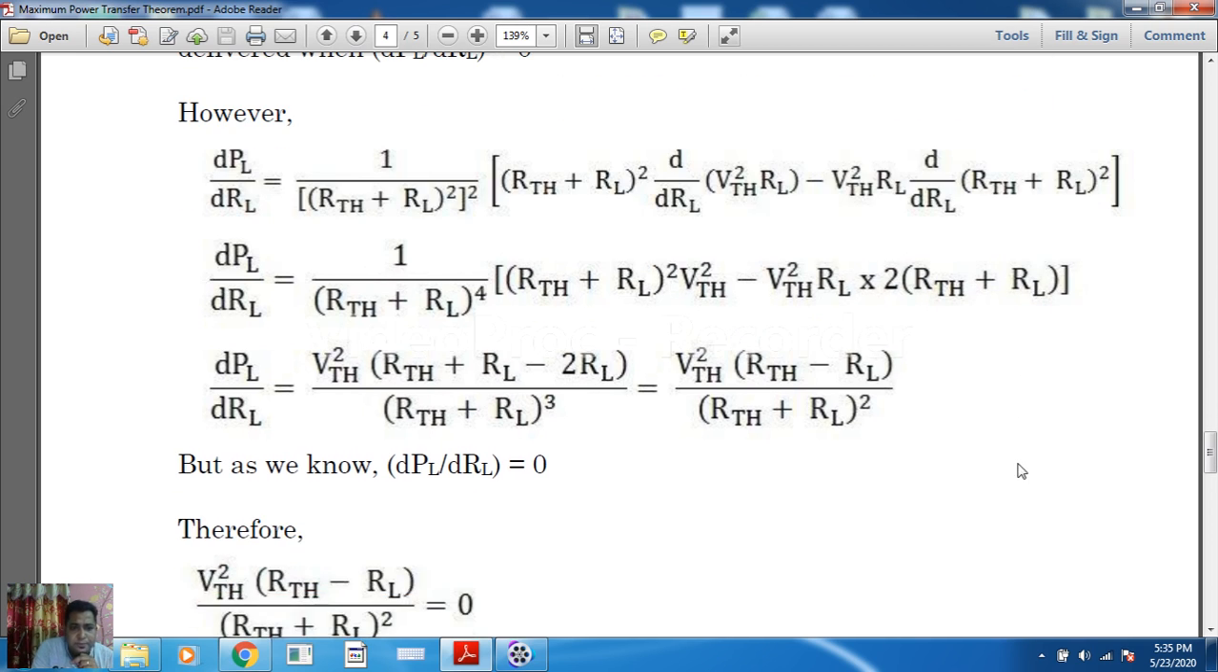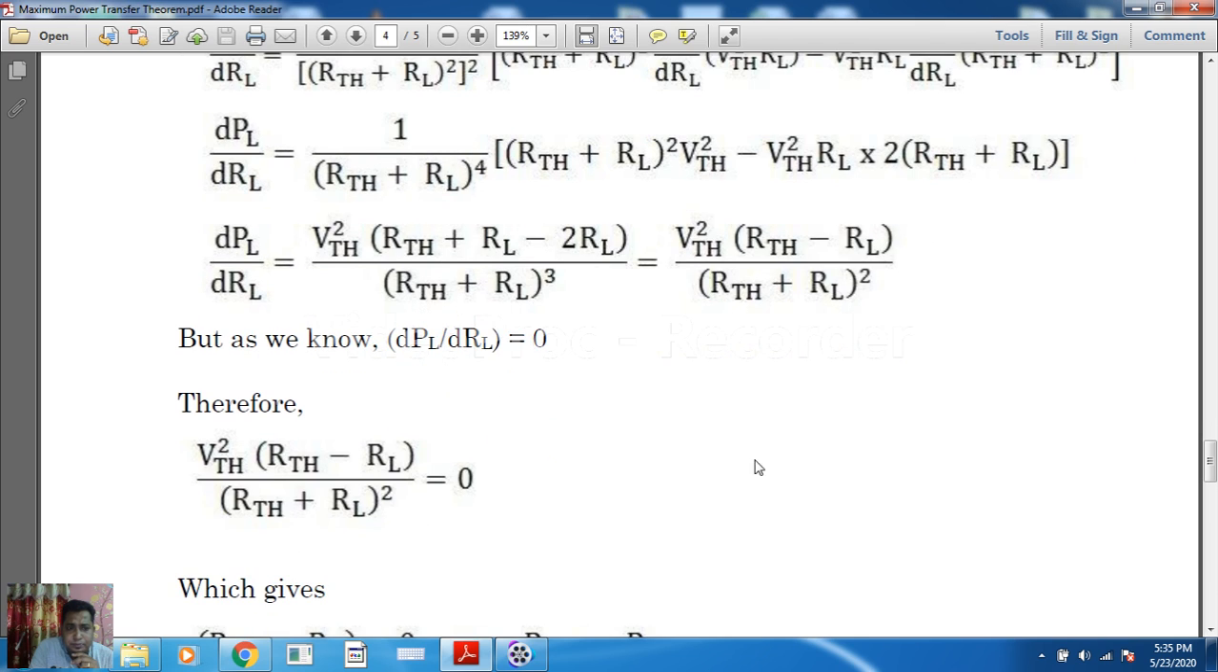Now we are doing the simplification. We have taken VTH square common, and inside we have RTH plus RL minus 2RL by RTH plus RL cube, so one RTH plus RL cancels out. Again simplifying, there is a minus 2RL and a plus RL, so the result is minus RL, giving RTH minus RL. So this is the simplification.